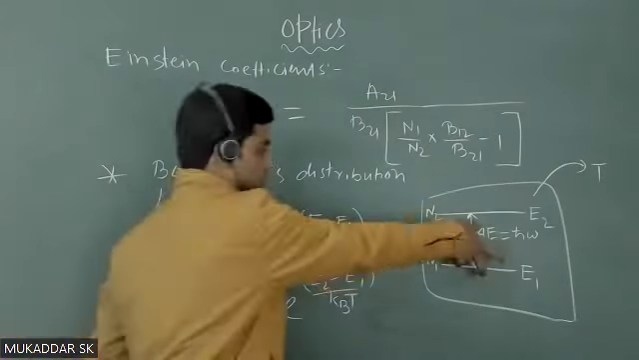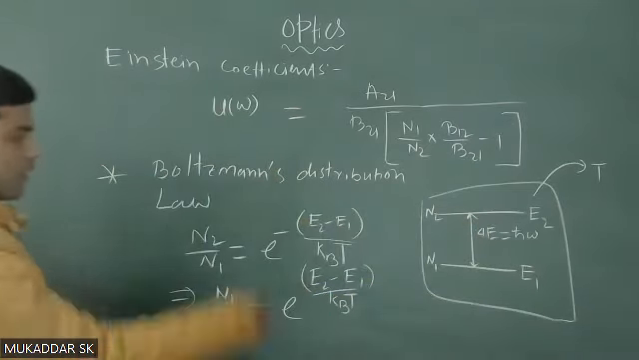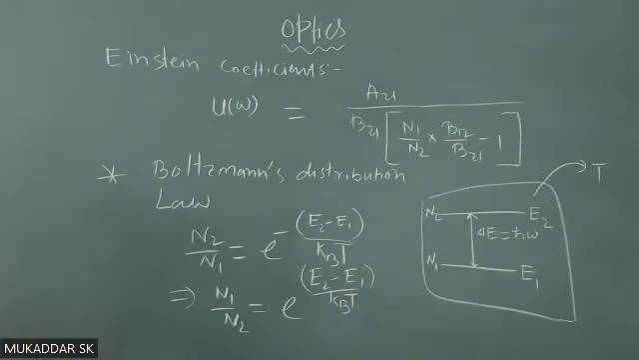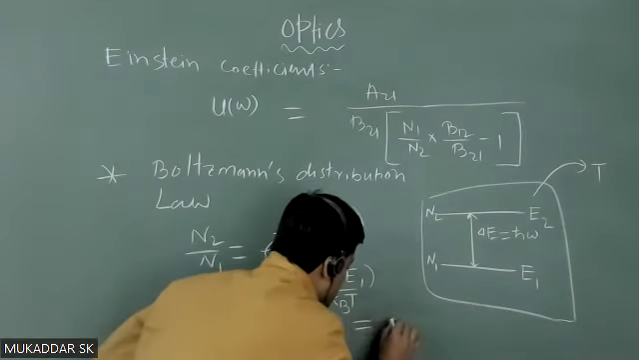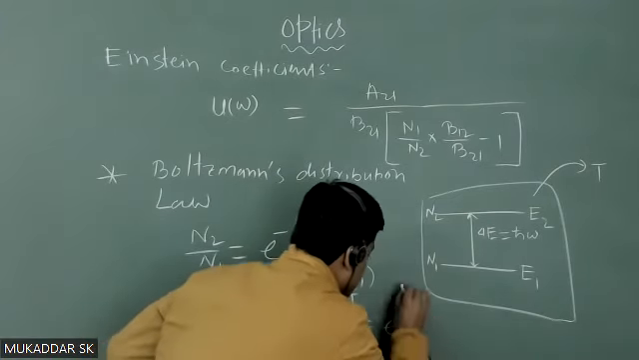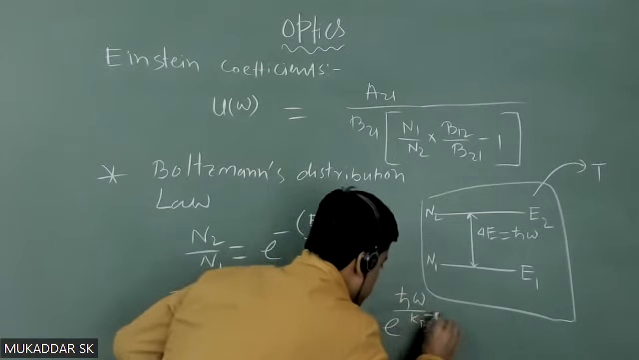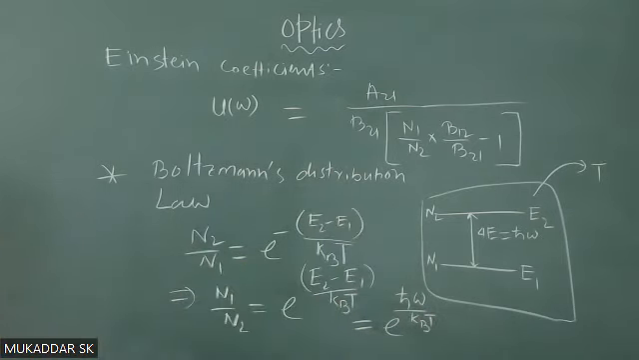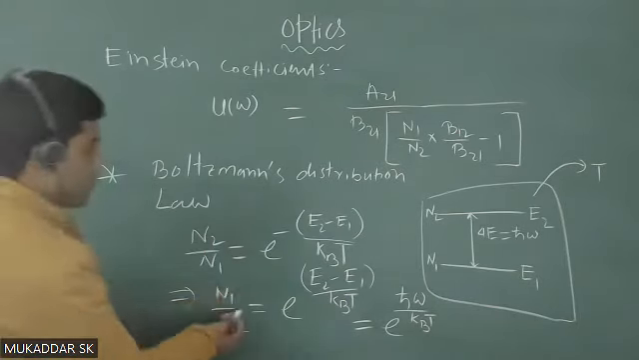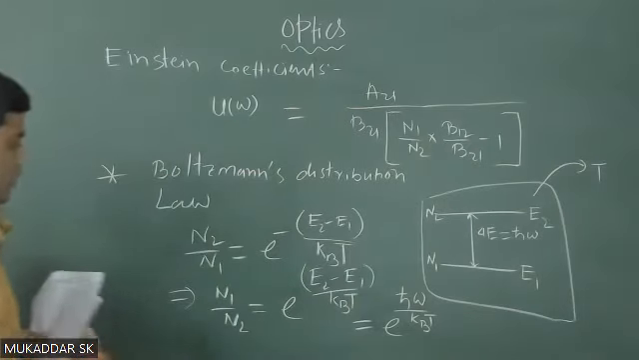And E2 minus E1 is nothing but delta E, and further delta E is h cross omega. So this is nothing but exponential of h cross omega divided by kB T. Okay, so I'll use this value here.